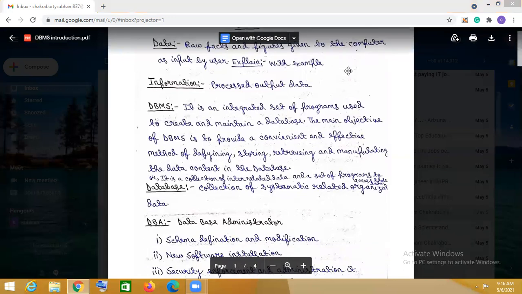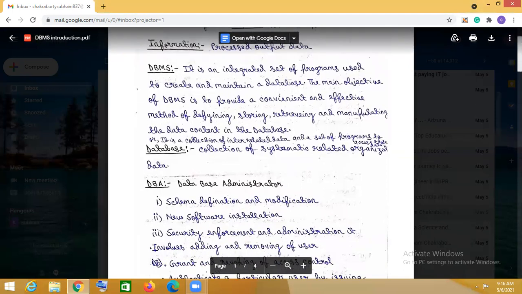The work of the database administrator is schema definition and modification. You may not know what a schema is. Schema means the structure of the table in which the data will be stored. Its definition and modification is done by the database administrator. If any software needs to be installed, it can also be done by the database administrator.